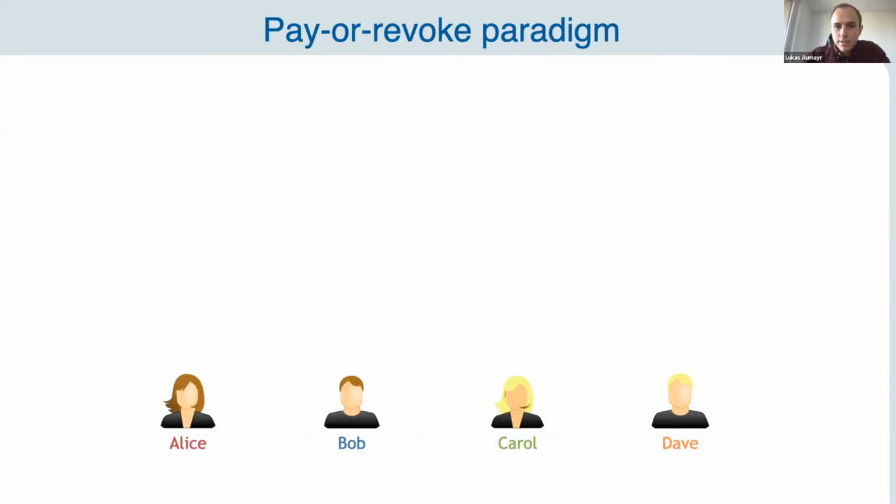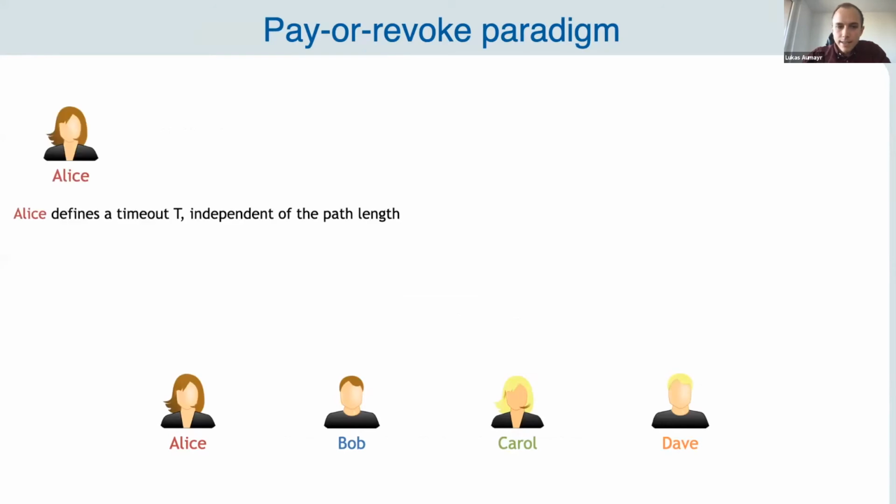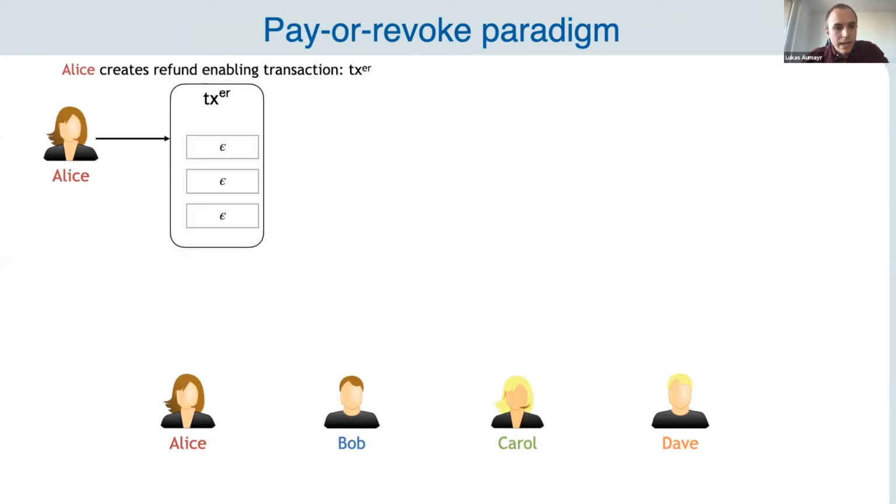And the way it works is as follows. So we have Alice, who defines a timeout t, which is similar to the timeout t from the last slide. So it's a constant time in the future, and it is independent of the path length. Following, Alice creates a refund enabling transaction TXER that contains an output belonging to each of the users on the path, except for the receiver Dave.